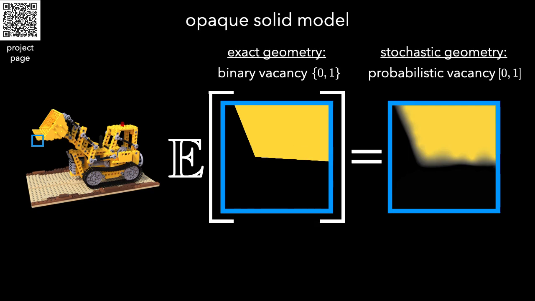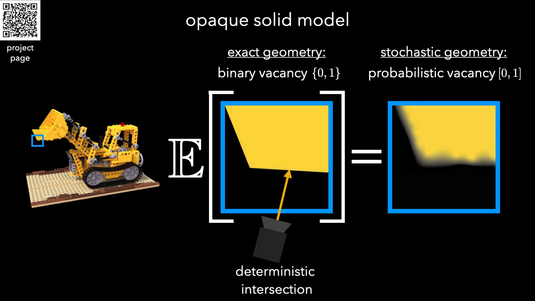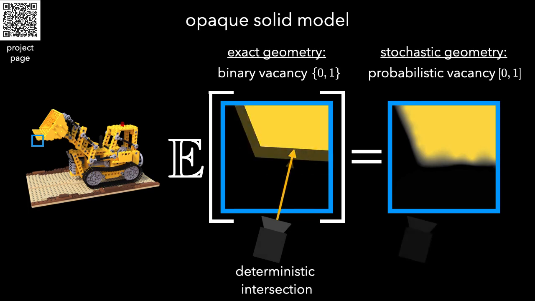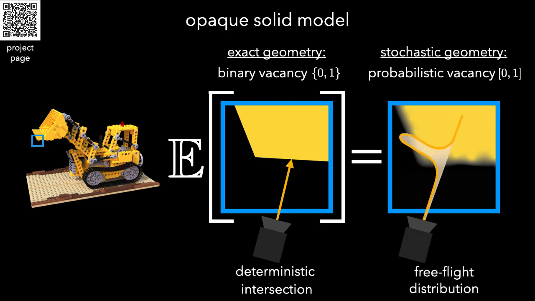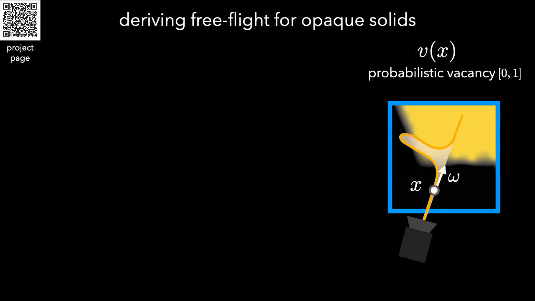As for the free flight distribution, we note that in the deterministic case, an intersection happens at a point along the ray where the vacancy transitions from 1 to 0. Thus, the free flight distribution is the probability that the first such transition happens at any given distance along the ray. Our key technical contribution is to derive a closed form expression for the free flight distribution for stochastic opaque solids. We do so using the theory of continuous time Markov processes.